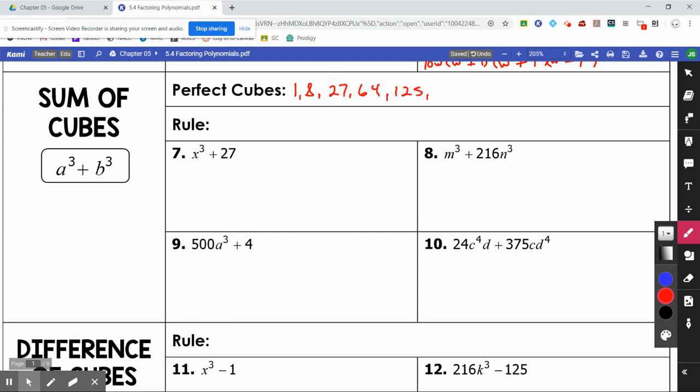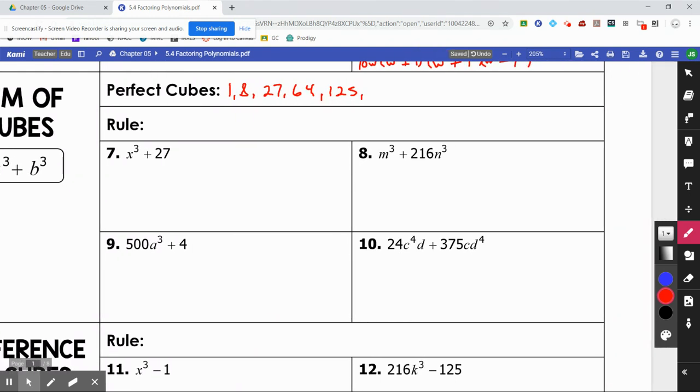Now, these grow a whole lot faster than the squares did. 6 to the third is 216. 7 to the third is 343. 8 to the third is 512. 9 to the third is 729, and then 10 to the third is 1,000. That's about all we have room for.